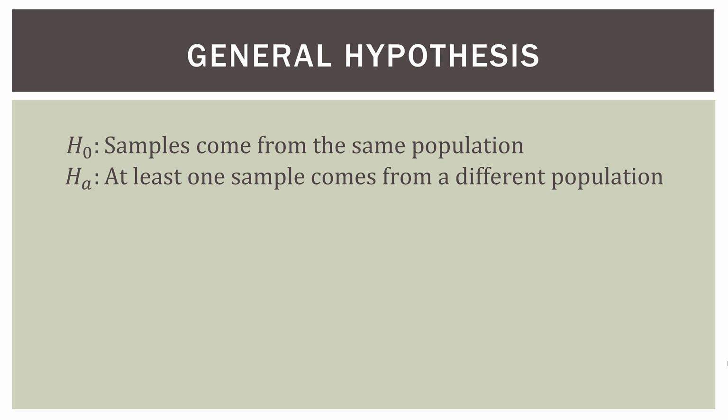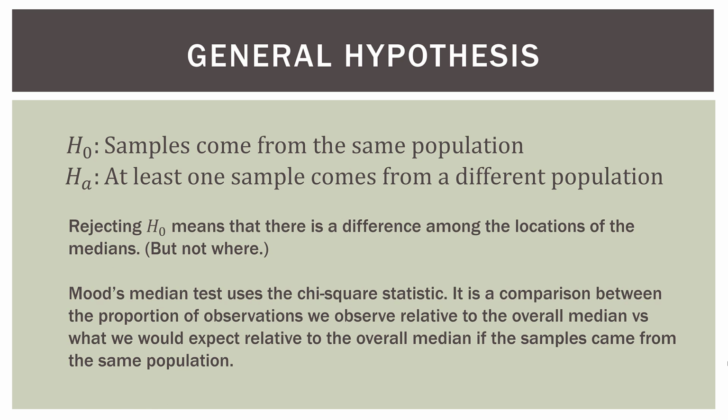So the general hypothesis is, H sub 0, the null hypothesis, states the samples come from the same population. The alternative hypothesis, H sub A, states at least one sample comes from a different population. Again, this is very similar to the parametric one-way ANOVA. Rejecting H sub 0, the null hypothesis, means that there is a difference among the locations of the medians, but we do not know necessarily where. There are tests that can tell us where the difference in the medians might be, but that's beyond what we're going to do in this video. I might do that a little bit later.